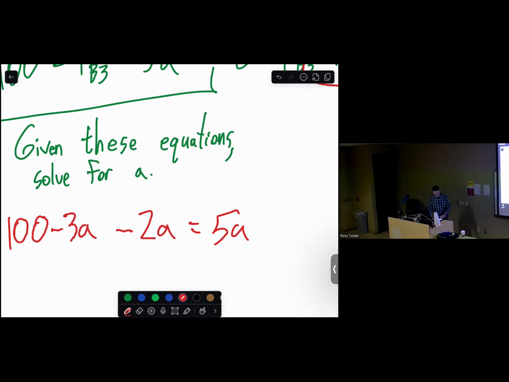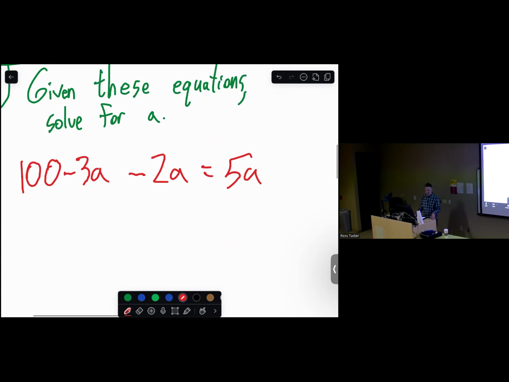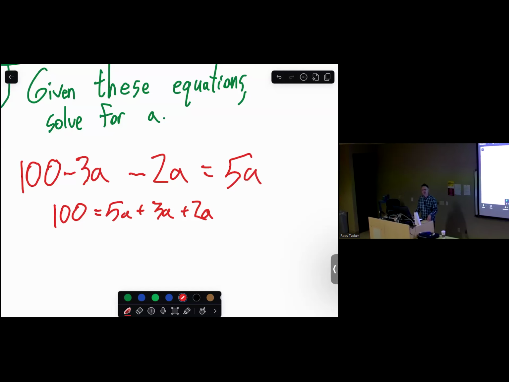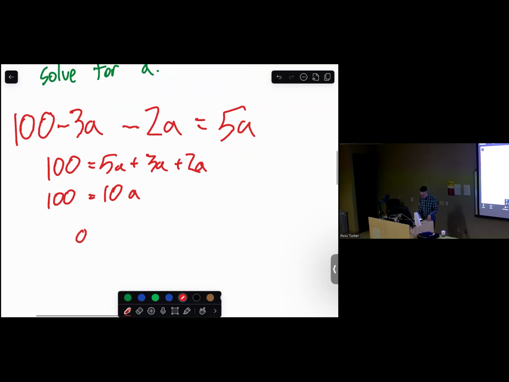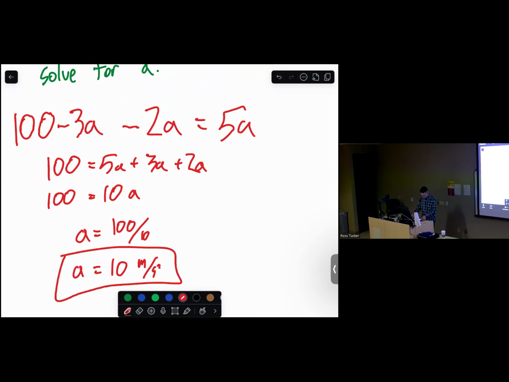Okay, the final step: if I add 3A and 2A to both sides, I can get rid of the minus 3A and the 2A. I am left with 5A, 3A, and 2A added together. What happens if I add 5 of something, 3 of something, and 2 of something together? I think that is the same thing as adding 10 of something together. At the end of the day, I could divide by 10 on both sides. 100 tenths equals 10 meters per second squared. Yes, you are. Adios, everyone.